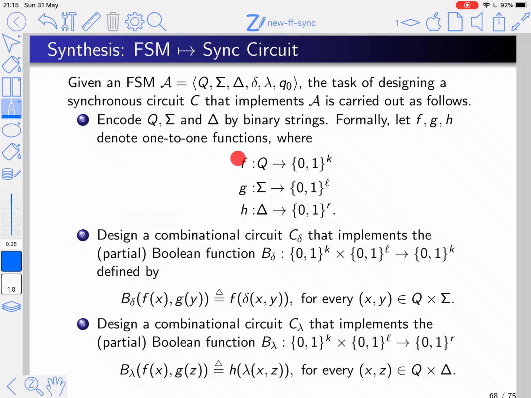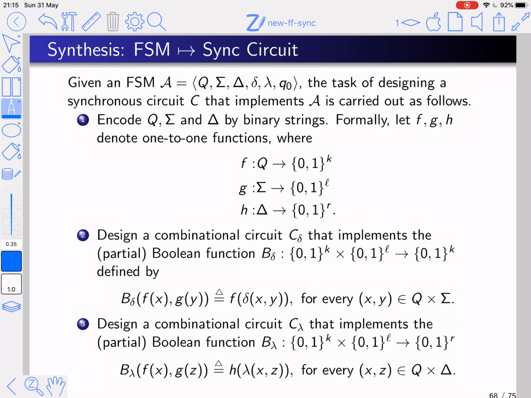So we look for functions f, g, and h, where f is a function from Q to k-bit strings, g is a function from capital sigma to l-bit strings, and h is a function from capital delta to r-bit strings. Now, in general, we would like these functions to be one-to-one, so that each string is used to encode at most one state, at most one input symbol, or at most one output symbol.